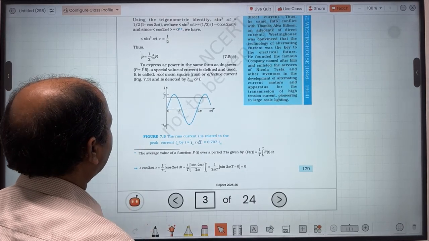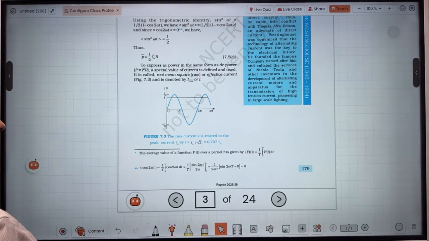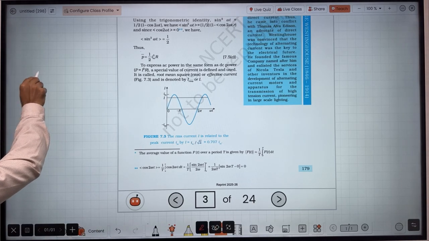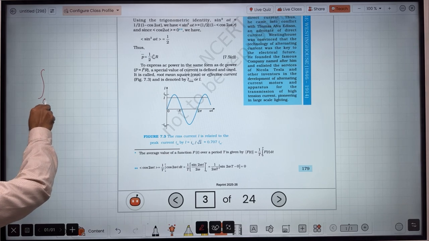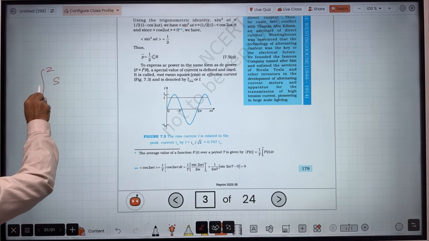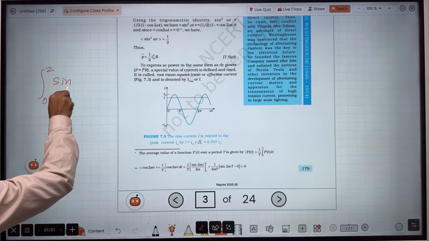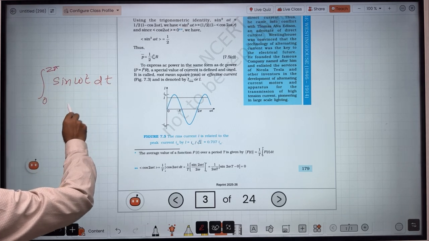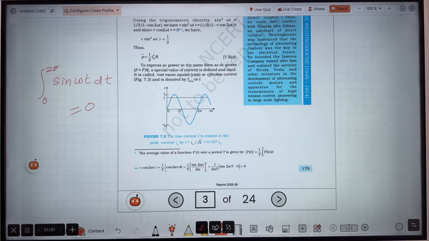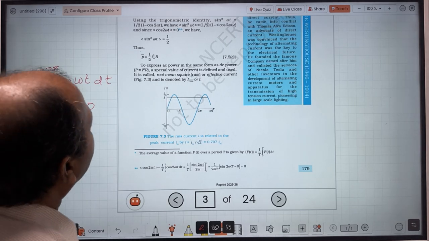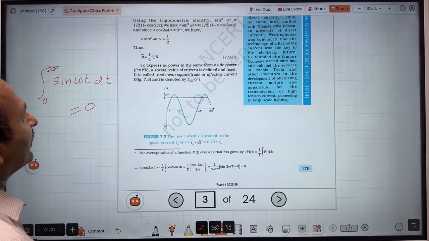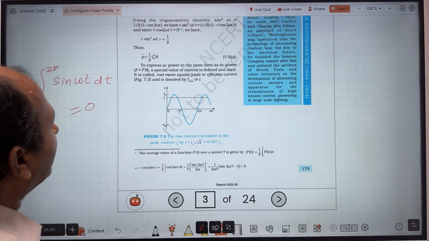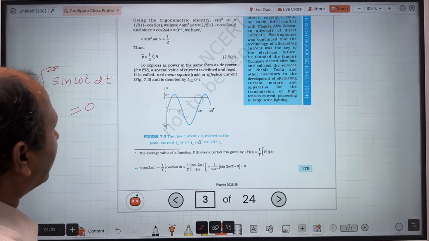So here, if you find the average value, suppose you take 0 to 2 pi and you write the average value of sine omega t dt, what do you get? You will get 0, right? So whenever we want to define the average value, we just take a half cycle. We take the effective value or IRMS value.